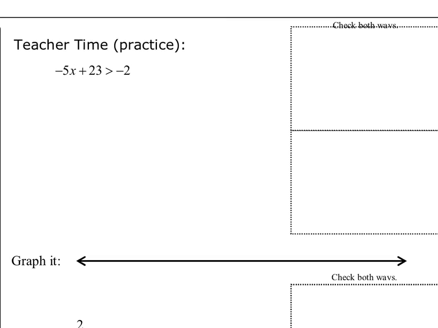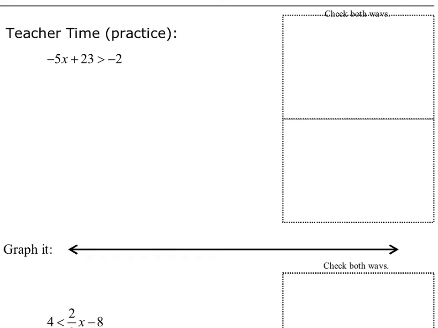All right, let's look at this next one. Negative 5x plus 23 is greater than negative 2. Again, we're going to solve this just like it's an equation. So, Emmanuel, what's the first thing that I need to do to solve this? Yep, add negative 23 to both sides. 23 plus negative 23 is greater than negative 2 plus negative 23. So these two things cancel out, giving me negative 5x is greater than negative 2 plus negative 23, which is negative 25.